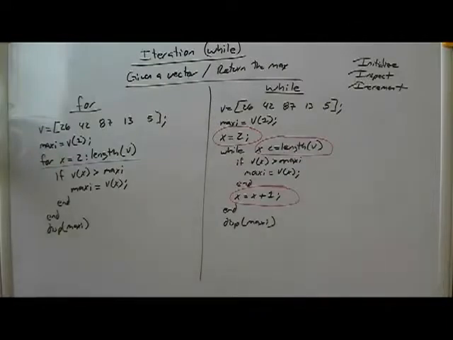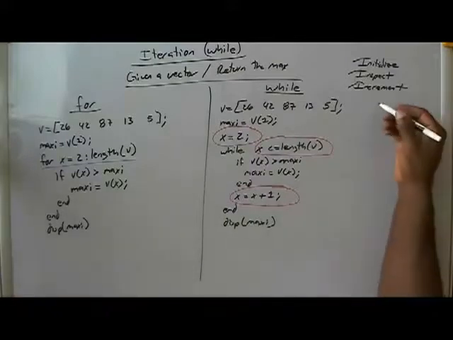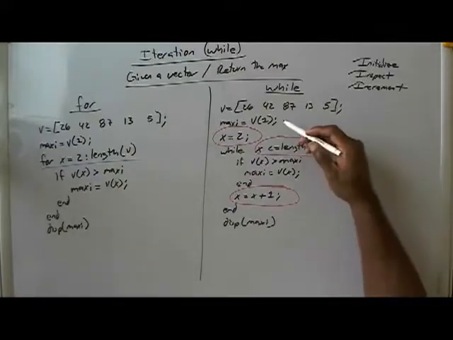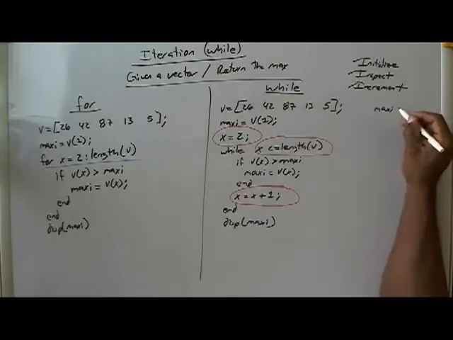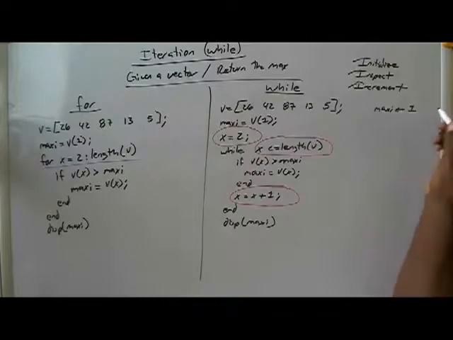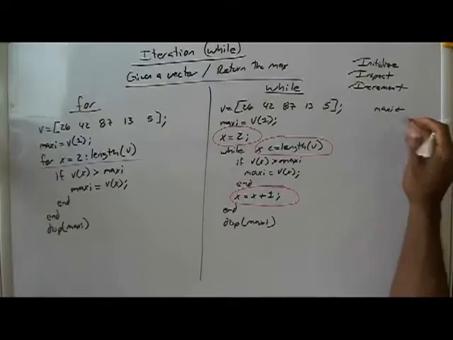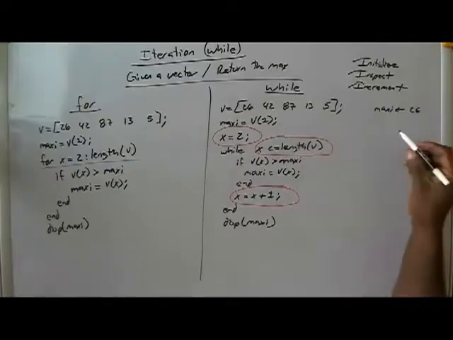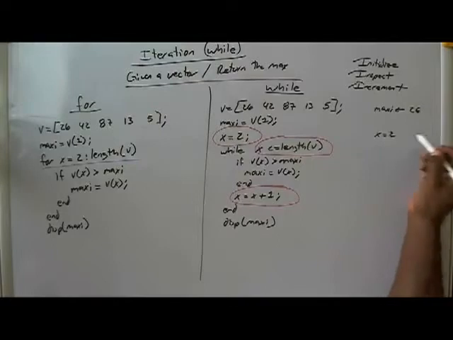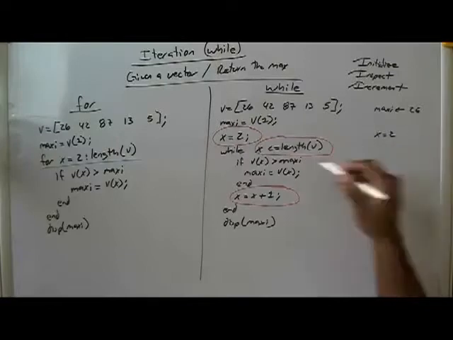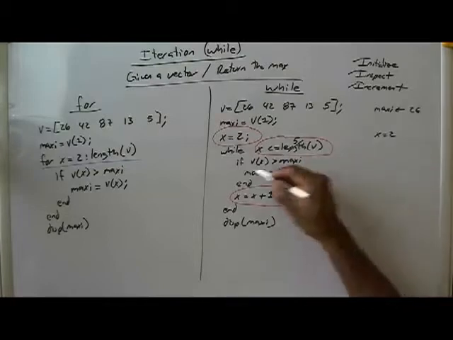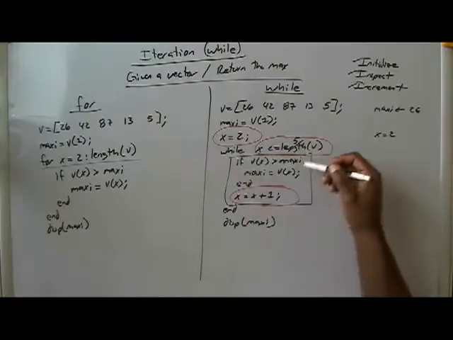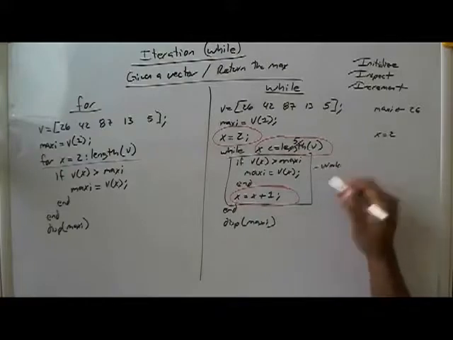Following this code through, we start off with v equals this vector. We'll keep track of maxi this time over here. Maxi gets the value of v indexed at 1, which is 26. X starts off as 2 this time, which is a little different than the other problems, but that's perfectly fine. We check: the length of v is 5 once again. So is 2 less than or equal to 5? Yes, it is. So we enter our code block, the work part here.